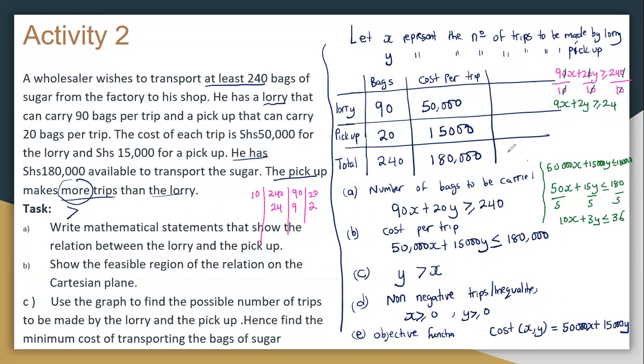My question is, is it a must to have the non-negative inequalities? Yes, what I've said about the non-negative is that they show you that you cannot have negative trips. That is the mathematical interpretation: for any number of trips you are making, you cannot have a negative.